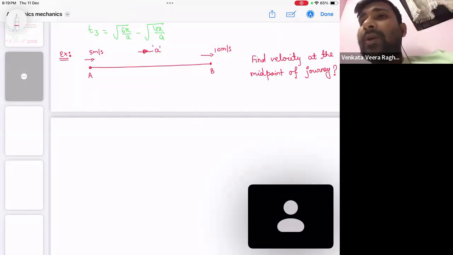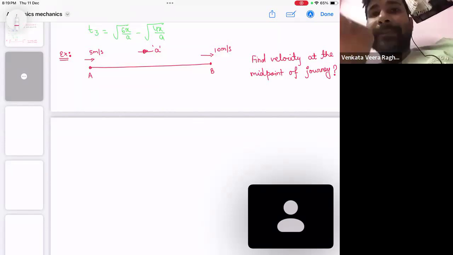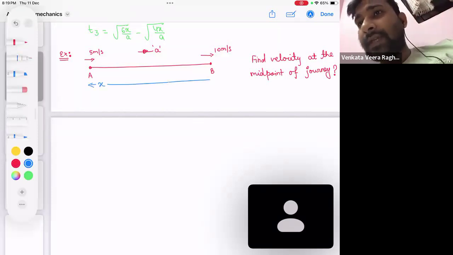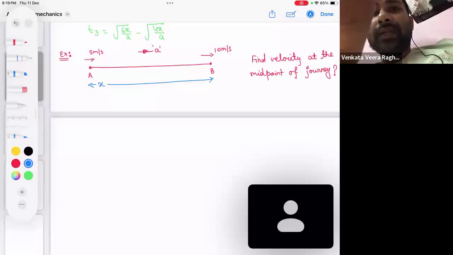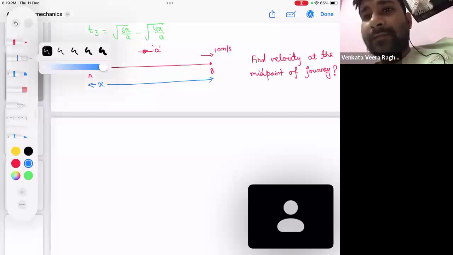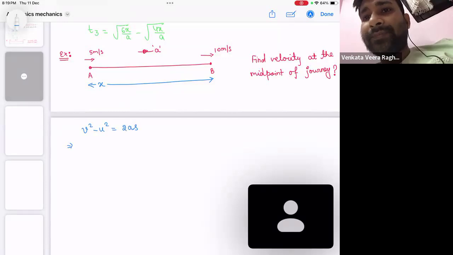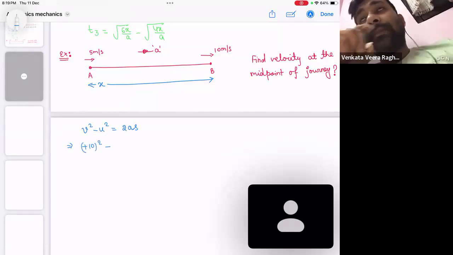Please tell me, how should we solve this one? See, here in the question, let me assume that this journey is of some distance x. So can I write it here, for the final velocity, can I use this equation, v square minus u square equal to 2as? What is my final velocity? Is the final velocity plus 10?